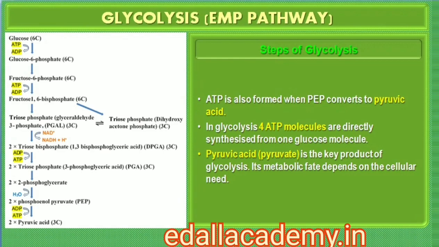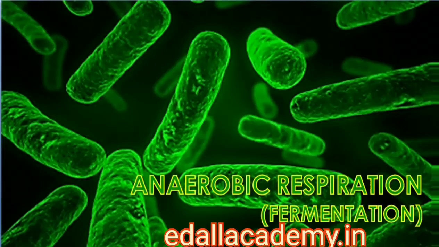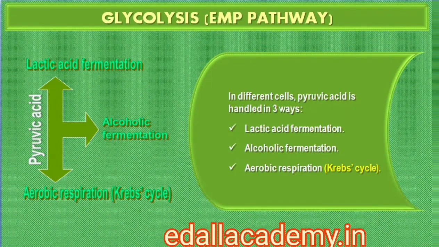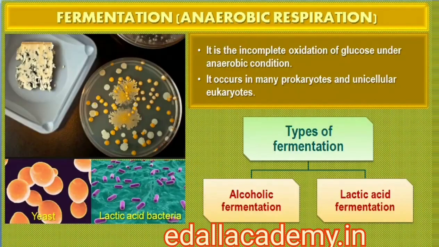What is the metabolic fate of pyruvate? This depends on the cellular need. There are three major ways in which different cells handle pyruvic acid produced by glycolysis. These are lactic acid fermentation, alcoholic fermentation and aerobic respiration. Fermentation takes place under anaerobic conditions in many prokaryotes and unicellular eukaryotes. For the complete oxidation of glucose to CO2 and H2O, however, organisms adopt the Krebs cycle, which is also called aerobic respiration. This requires O2 supply.